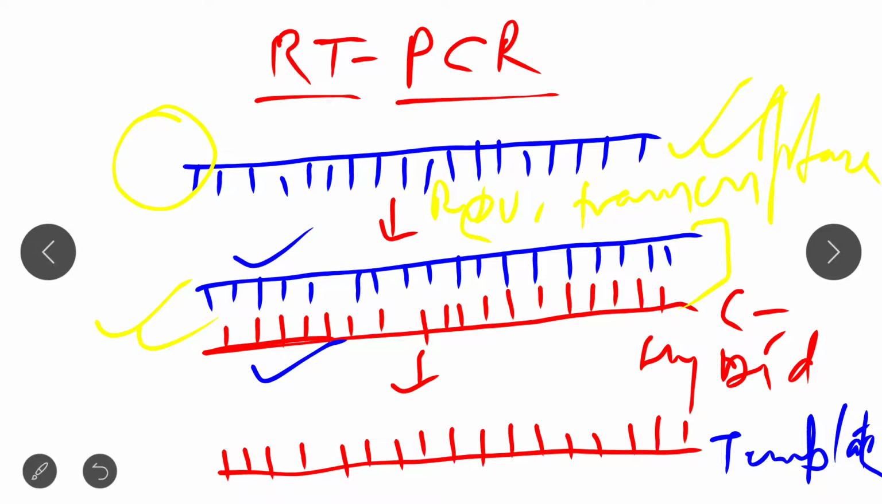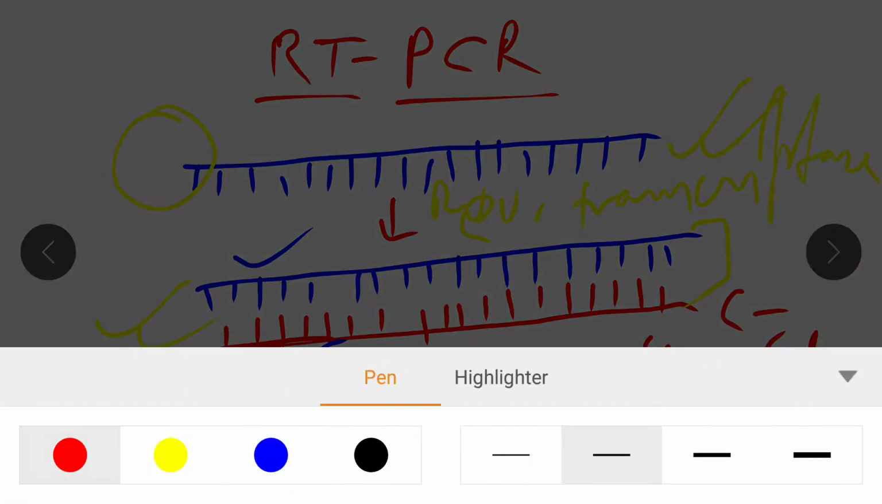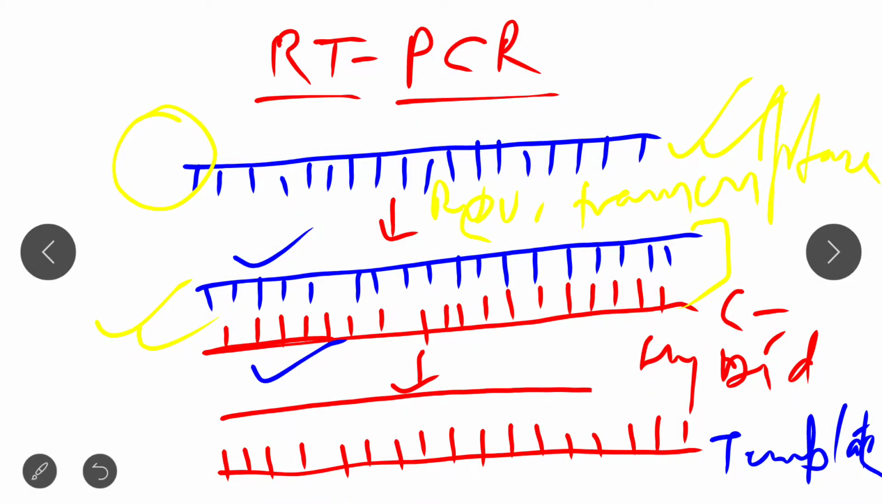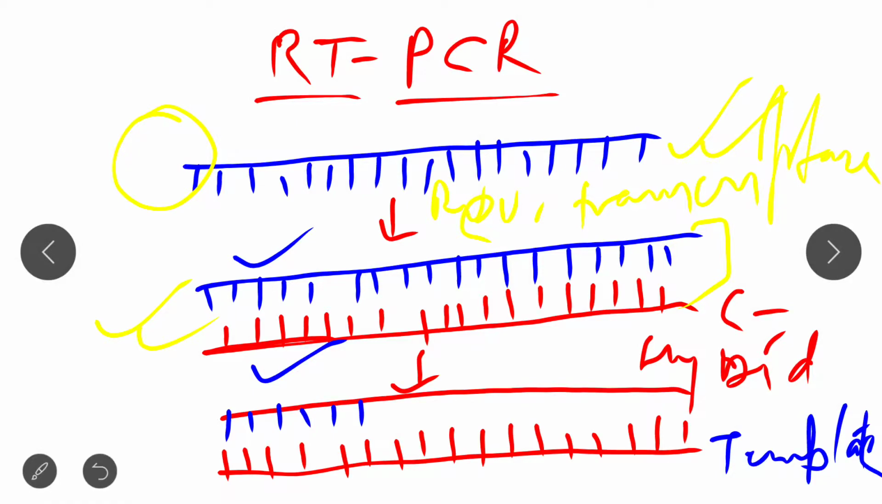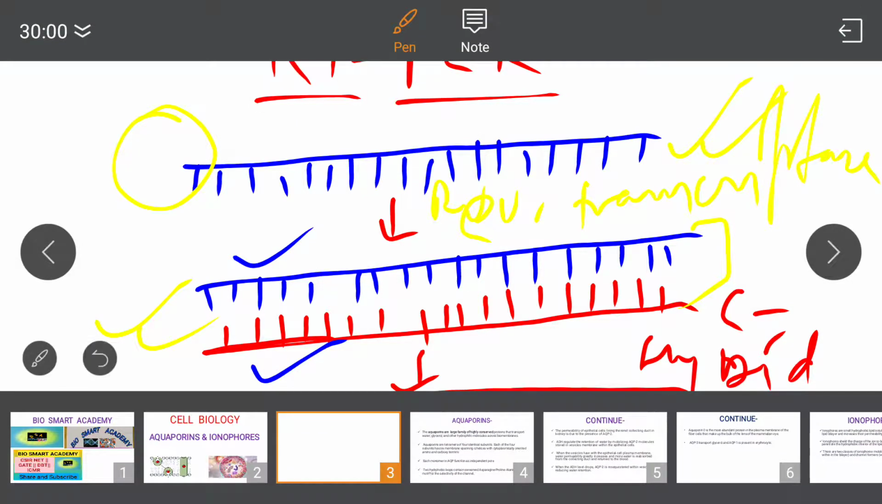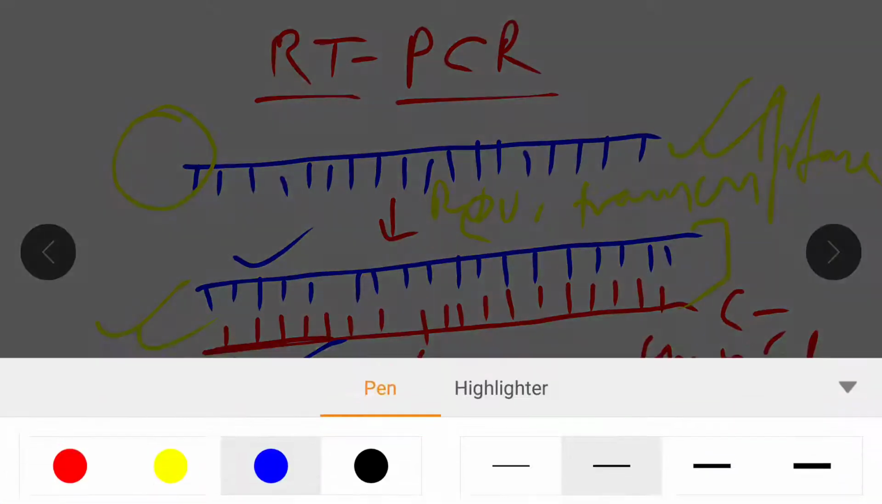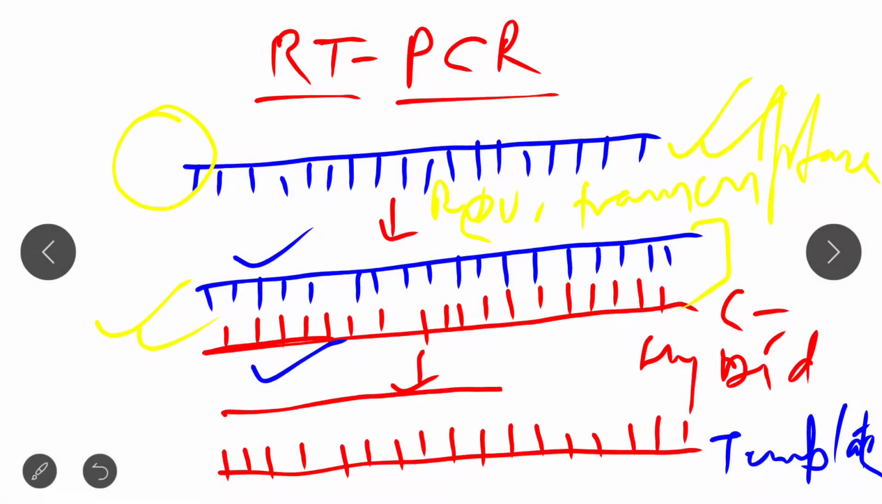By using this DNA as a template, we get another strand of DNA. Clear? We get another strand of DNA by using this DNA as a template.